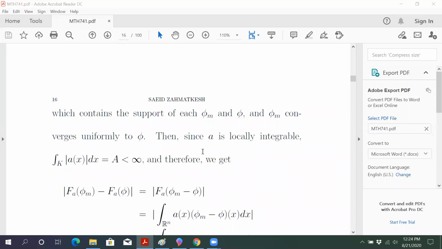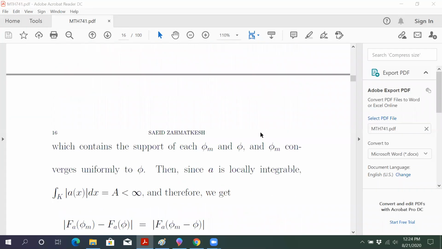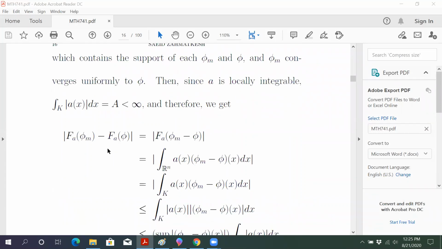Then, since A is locally integrable, you remember when we were talking about continuous functions, we said since A is continuous, then we have a positive number L such that the integral of A is less than the integral of L, and so on. But here we reduce the condition to local integrability. So since A is locally integrable, look at here: what is K? K is a compact set. The integral of the absolute value of A(x) dx on K is finite, like a number a, because A is locally integrable. So the integral of the absolute value of A on every compact set, including K, is finite. Suppose that this integral is a. And therefore, now we are going to show that F_A of phi_m converges to F_A of phi.